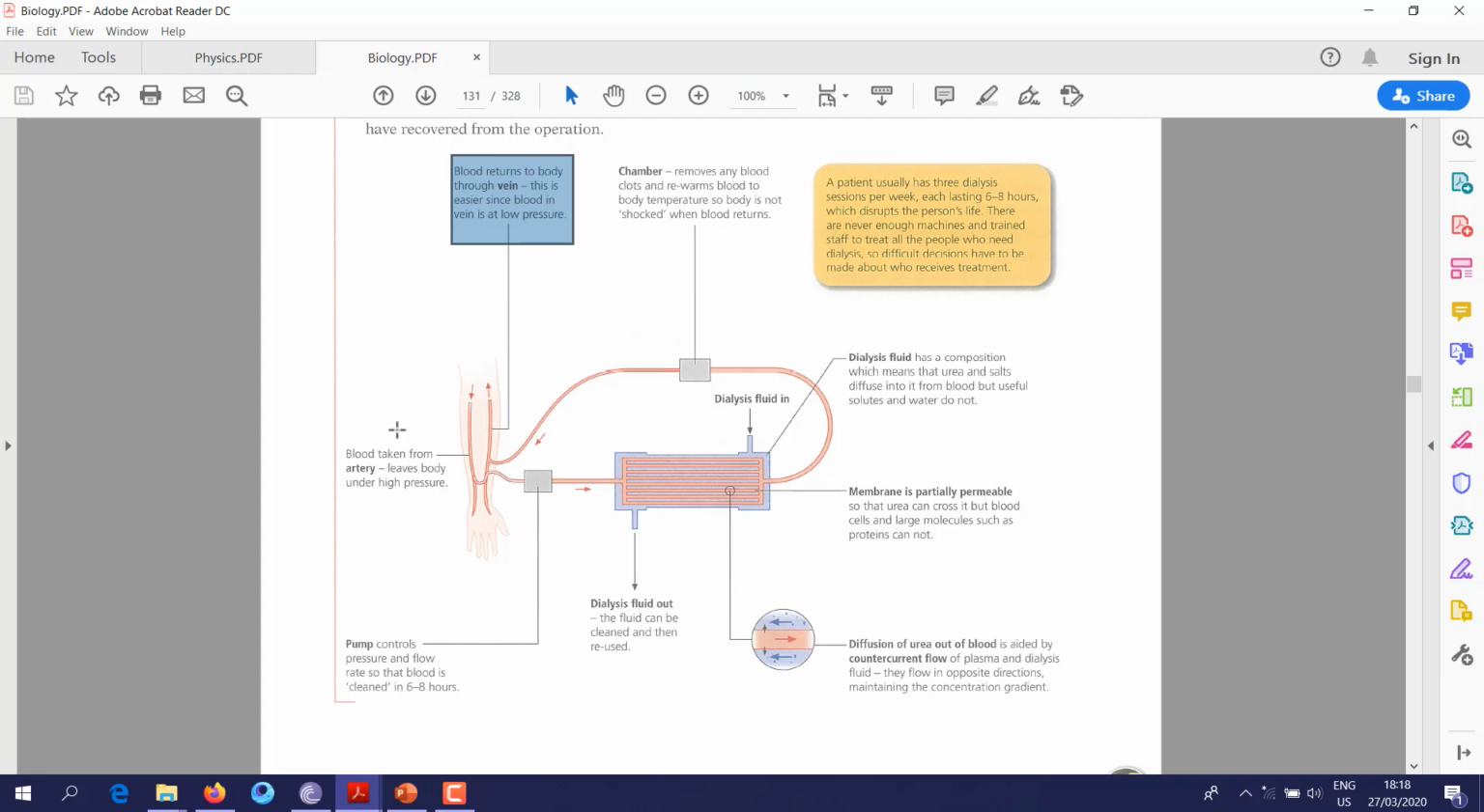So the whole process is what? Blood is taken from an artery, goes to the machine, and after the machine it is given back to the body through the vein. This is what we mean by dialysis.